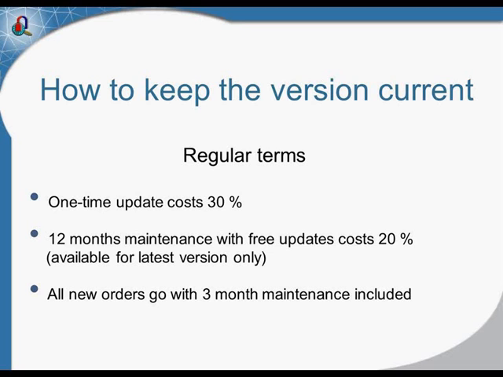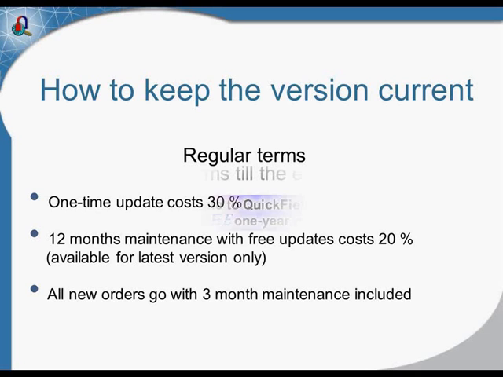So it's always better to be current with us, and we recommend everybody to have a maintenance contract with us. All new versions sold go with free three-month maintenance included. And if this period ends, you may extend your maintenance by 12 months for 20% of the configuration price. But this option is available only for customers who already have the latest version. And the one-time update costs 30%. So to be able to extend maintenance, you should get your update, and any update goes with 3-month maintenance as well.